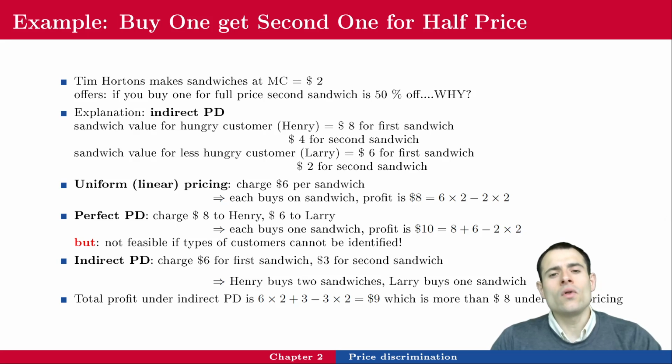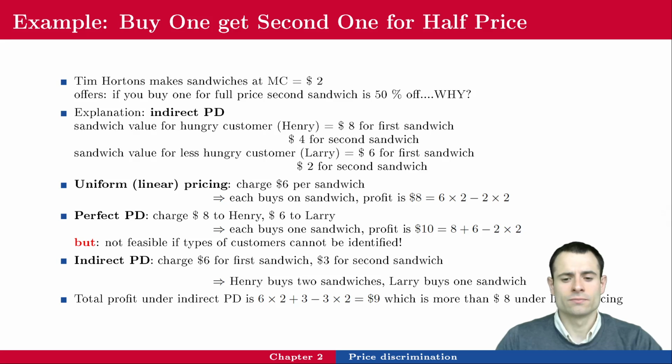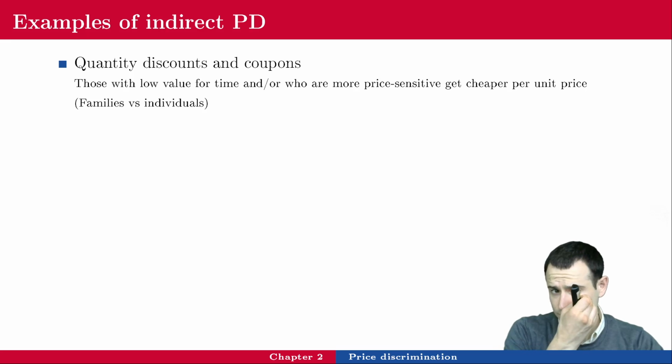BOGO is not the only example of second-degree price discrimination, however. Any store that proposes different options for the same good is implementing second-degree price discrimination. Let's go over a couple of examples. Quantity discounts and coupons.